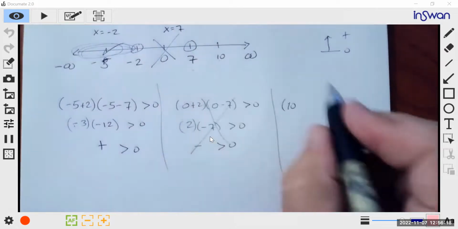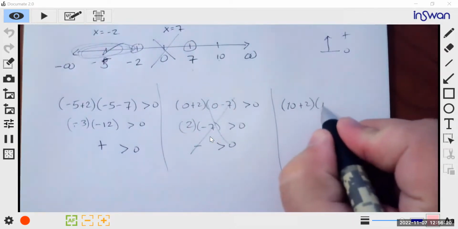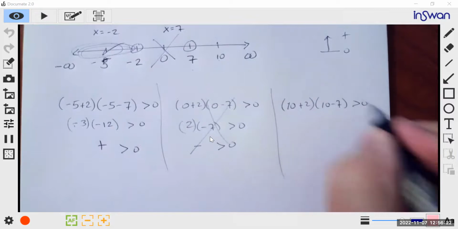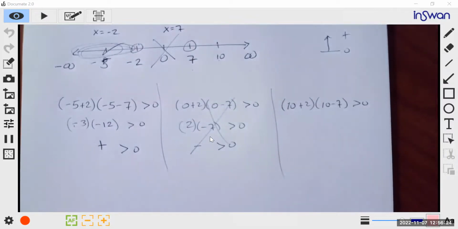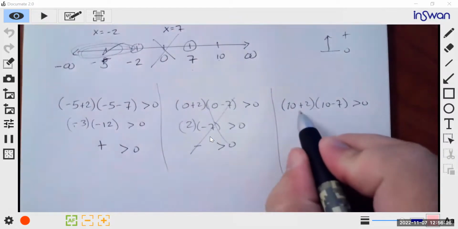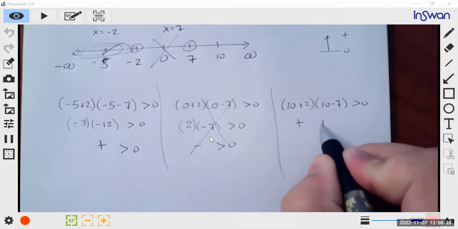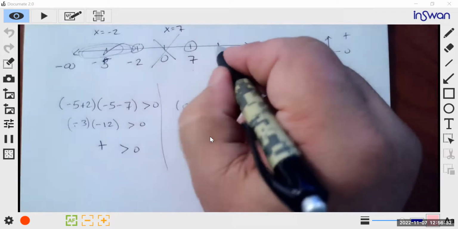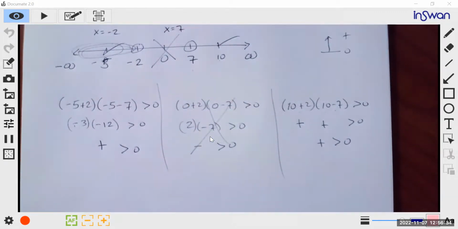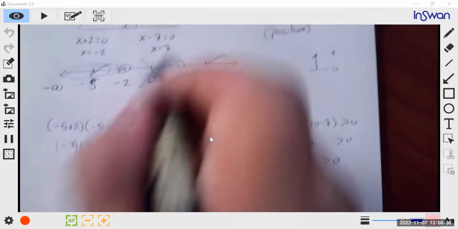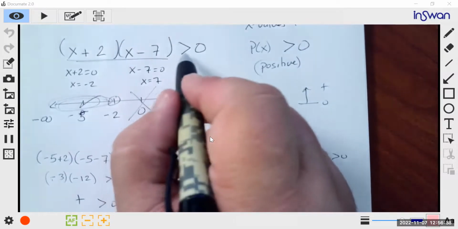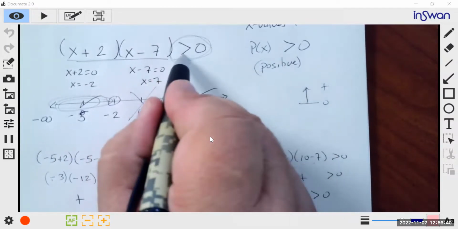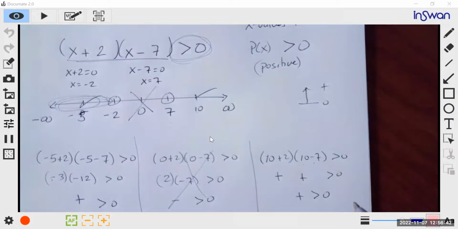And then we'll just use 10. 10 plus 2, 10 minus 7. Again, the numbers are not important. All I want to know is if it's positive or negative. This one's positive. This one's positive. Yep. So this one's good. Because this thing tells me I only want the x values that are above 0, above the x-axis.